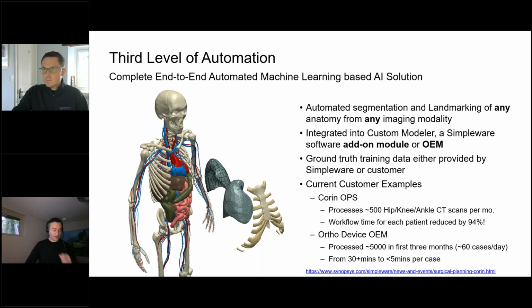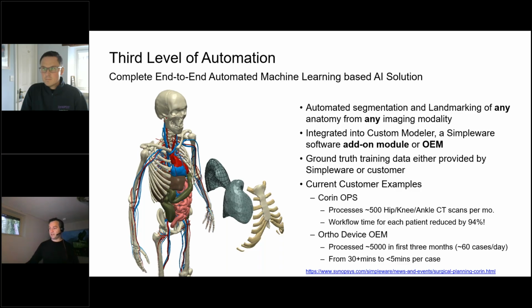But with Corin, a company we've been working with for over a decade, and their OPS system, the optimized positioning system, they're now probably up to 600 or 700 knee, ankle, and hip CTs processed per month into their workflow. When they worked with us initially, they were using Simpleware, then they started scaling up the number of licenses, even used some of our services, then wrote scripts to automate it. But when we deployed the AI tool, we were able to drastically reduce their time for segmentation by 94%.